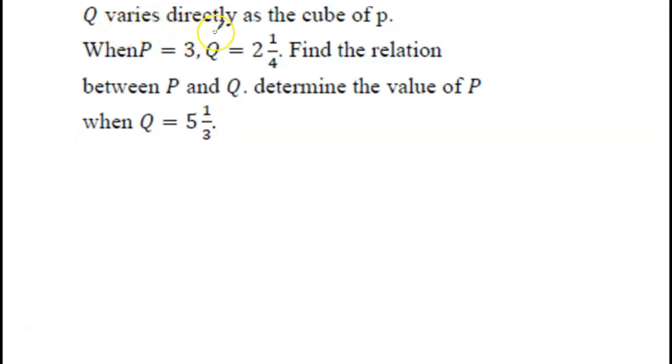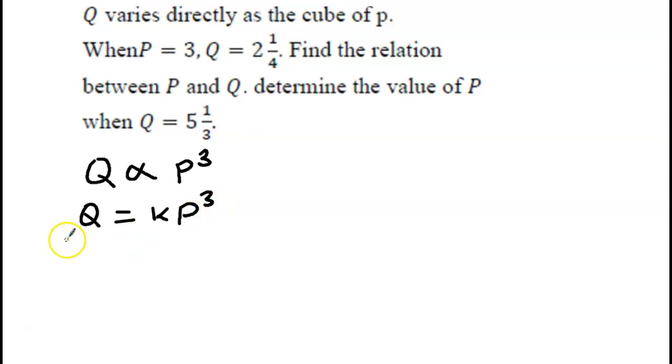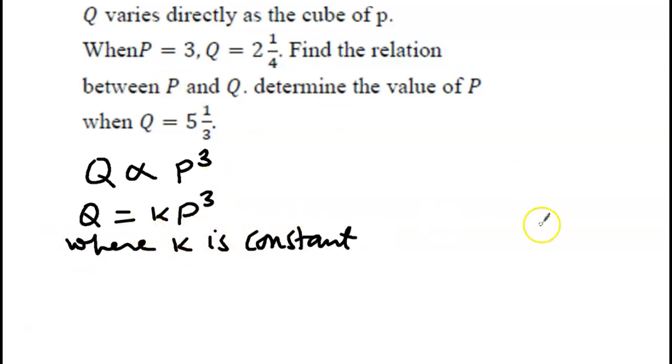So Q varies directly as the cube of P, so we can write it as Q ∝ P cubed. This is the variation symbol. But when you write this, it has no meaning. Yes, they are related, but how are they related? So we introduce a constant. So Q is equal to K P cubed, where K is a constant.